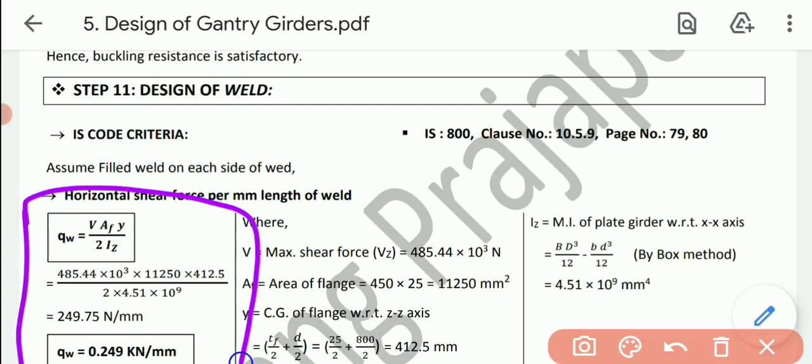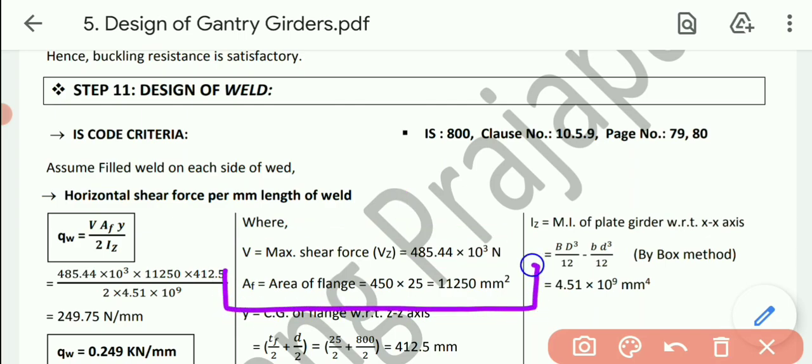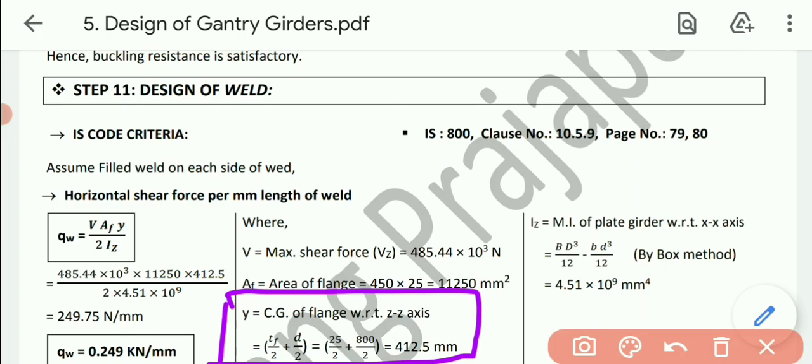The formula is QW equals V AF Y bar divided by twice IZ. Talking about the unknown parameters, first of all V, the maximum shear force VZ, we have already calculated in step number 3, that is 485.44 into 10 raised to 3 Newton. AF, the area of flange, we have a flange of dimension 450 by 25, so by multiplication we get the area 11,250 mm square. The remaining term is Y bar, the CG of flange with respect to the central axis, and IZ is the moment of inertia with respect to the x-axis.